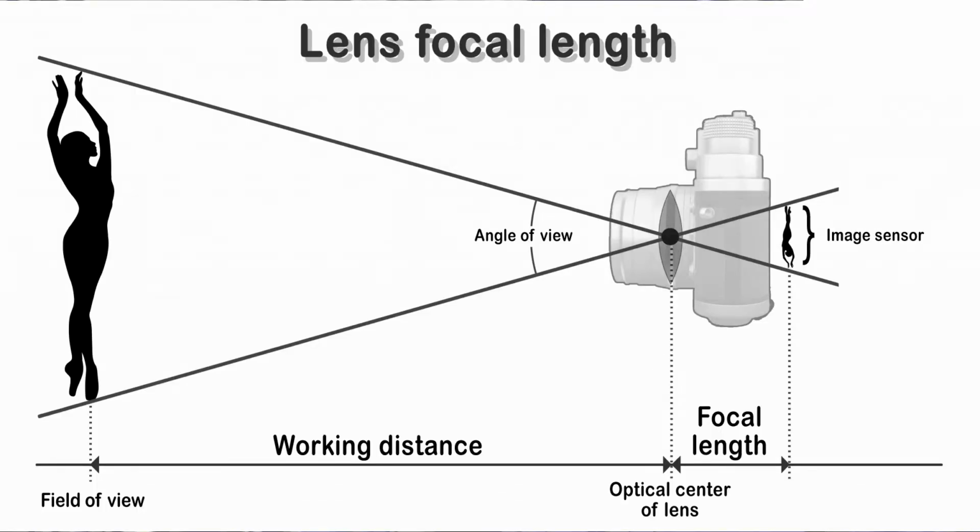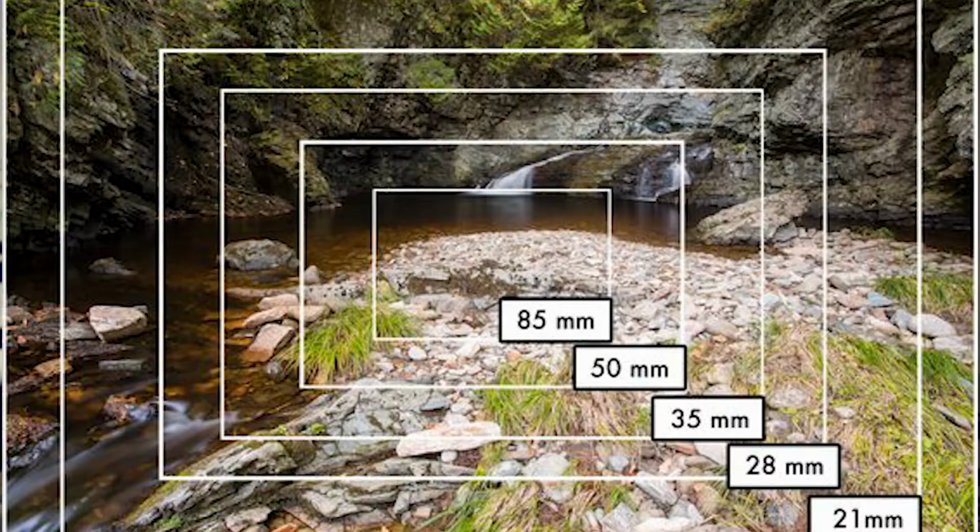But image quality is not the only thing that separates one lens from another. Every lens is engineered to have a specific focal length. This is the physical length of the lens, and a lens's focal length has a profound impact on what you will see through the lens. This is because focal length determines the lens's field of view.